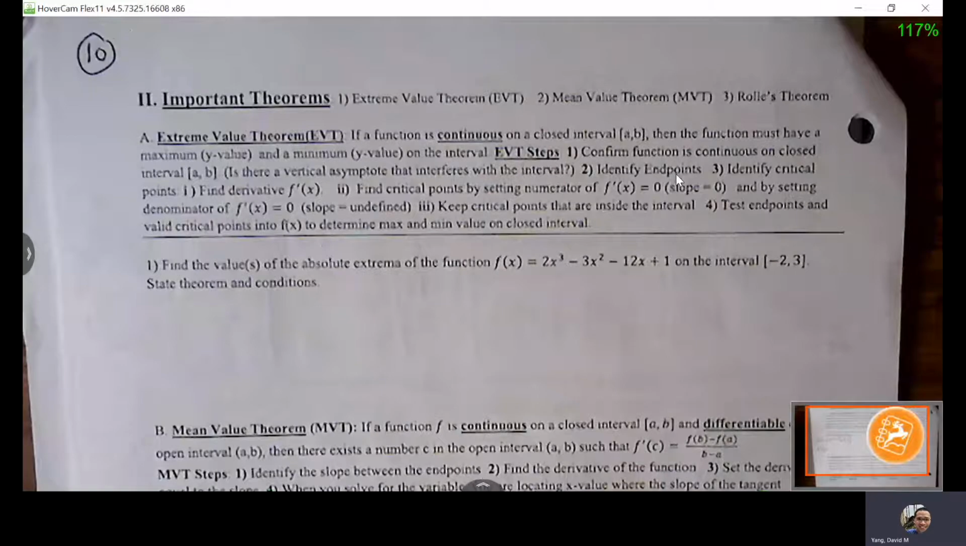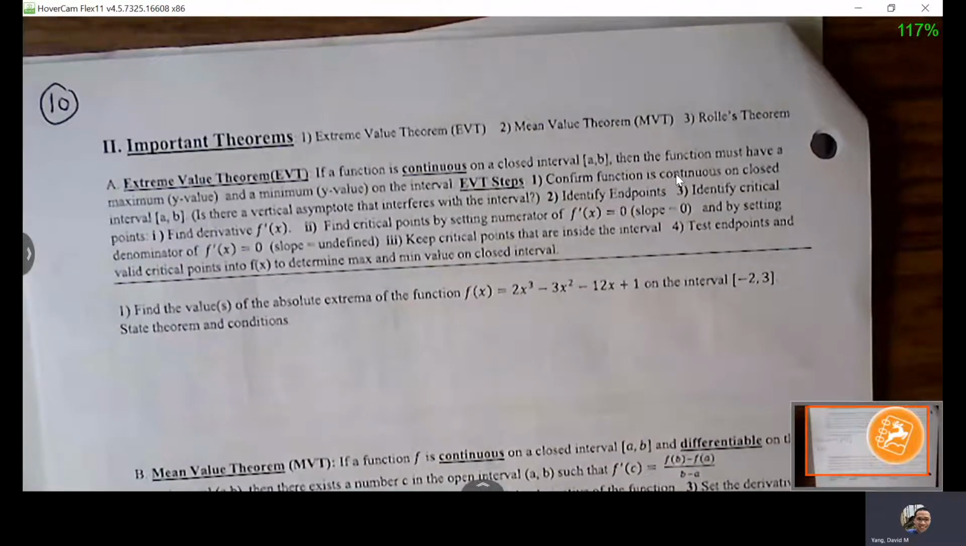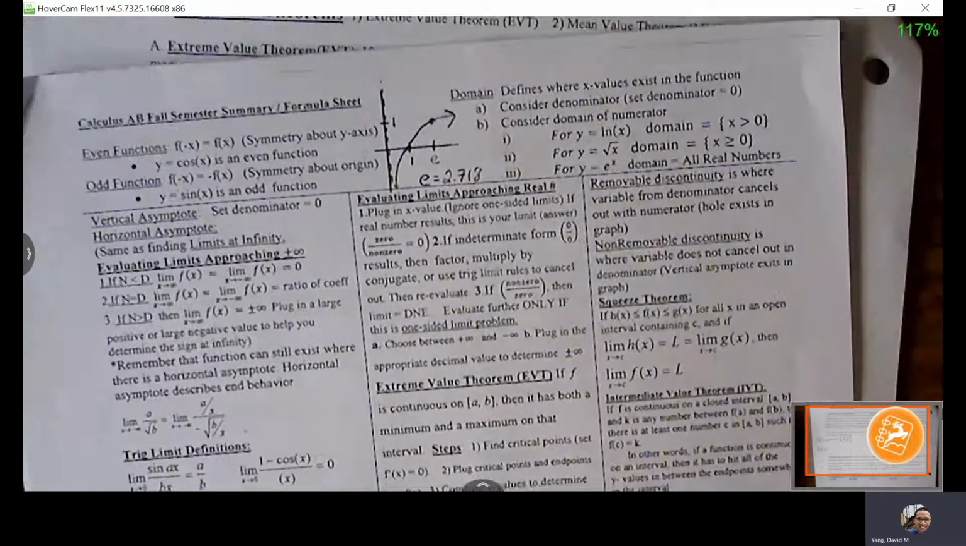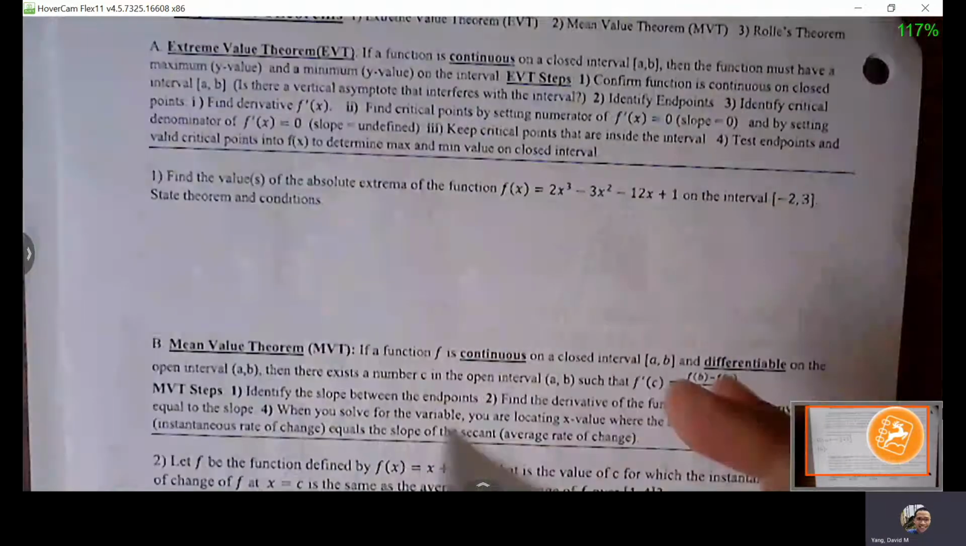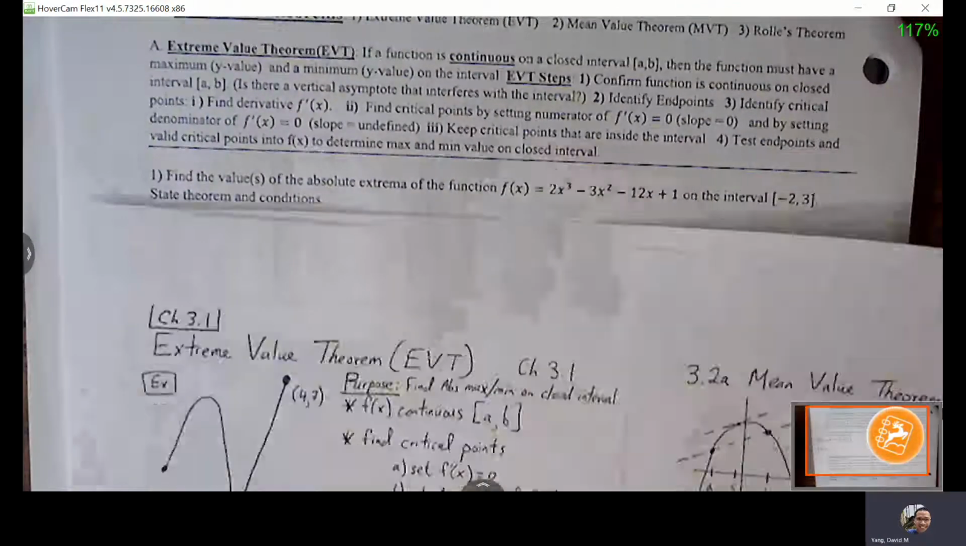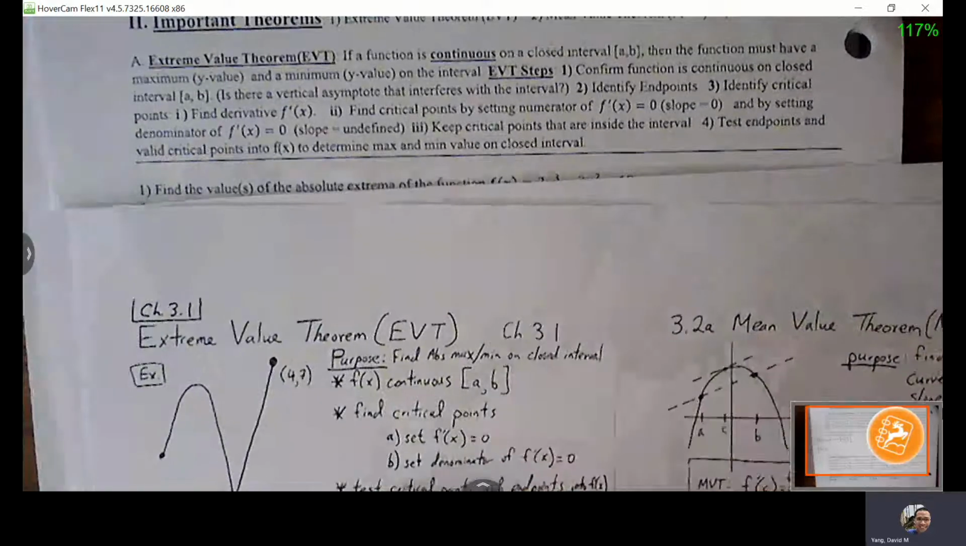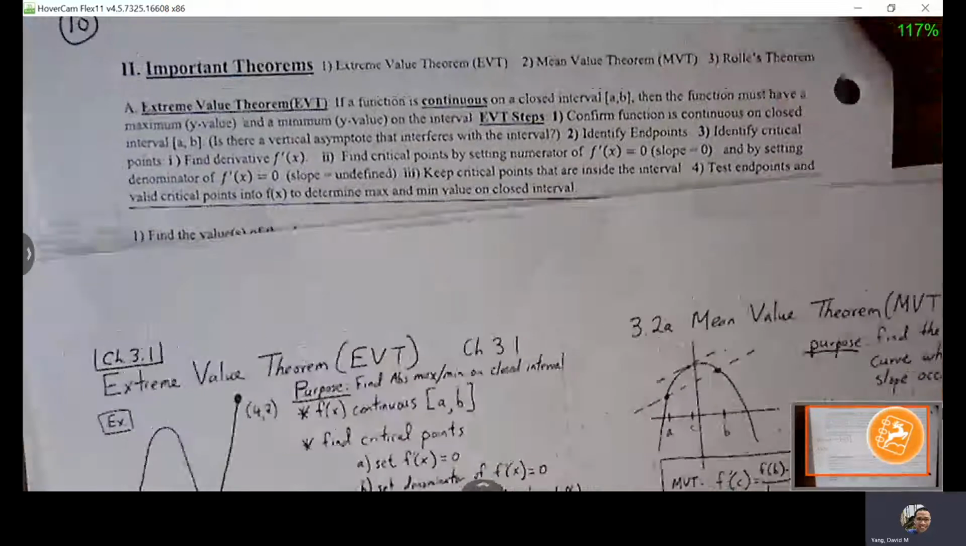Okay, so important theorems. I think last week I handed you guys the summary sheet that has spring, fall, and major theorems. So let me just bring that up just as a visual for these theorems that I want to review with you.